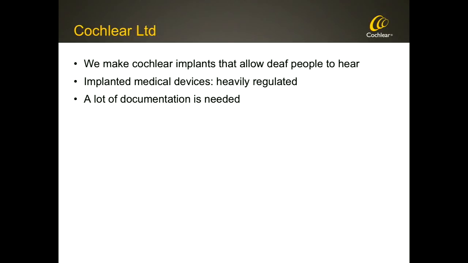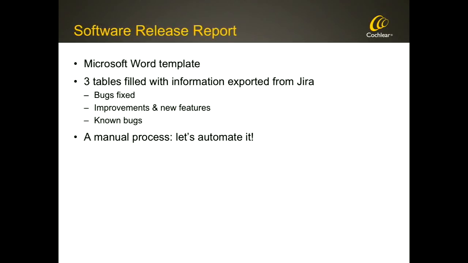And one of the things we have to produce is a software release report for different pieces of software that we make. Typically, we would have a Microsoft Word template for something like that, and in an example case, there'd be a couple of tables that you'd have to fill with information that you'd maybe get out of Jira, which we use for our issue tracking. So the tables might be what bugs are being fixed in this release, what improvements and new features you might have, and what known bugs are still in this piece of software. So it's a bit of a manual process.